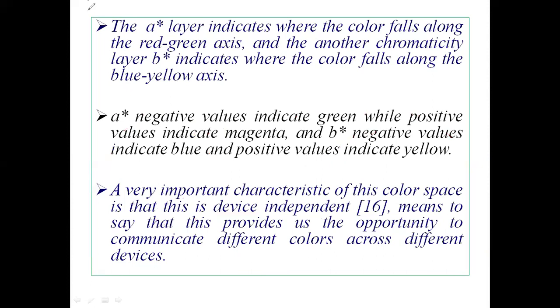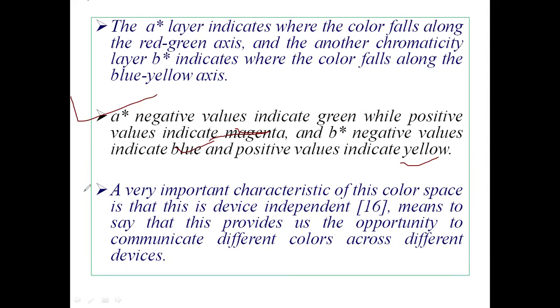Now, the A star layer indicates where the color falls along the red-green axis, and the B star indicates where the color falls along the blue-yellow axis. A star negative values indicate green, while positive values indicate magenta. B star negative values indicate blue, and positive values yellow. So don't confuse the term magenta. Obviously, it's somewhat related to red.